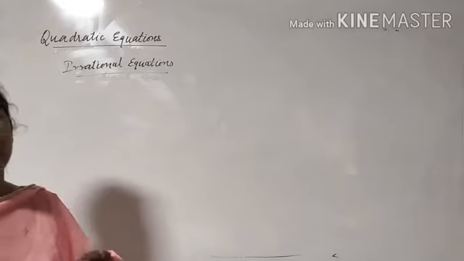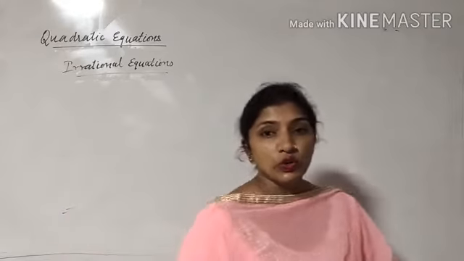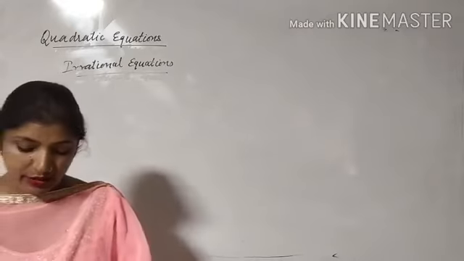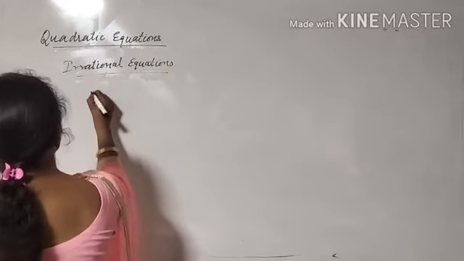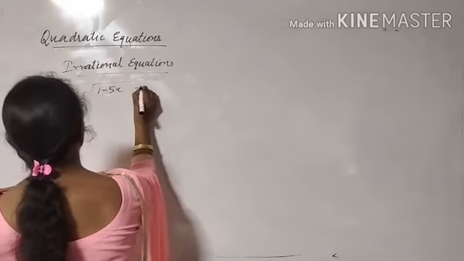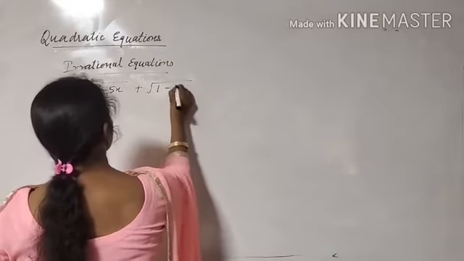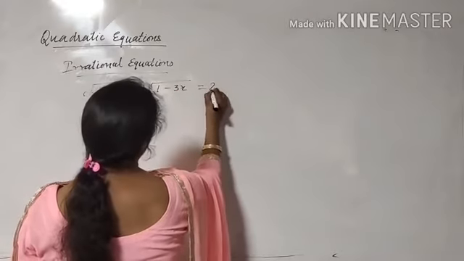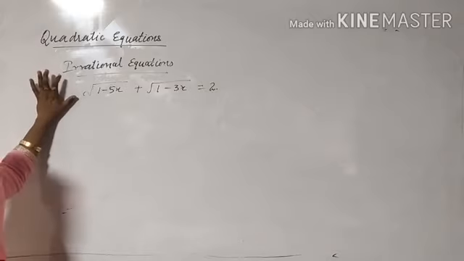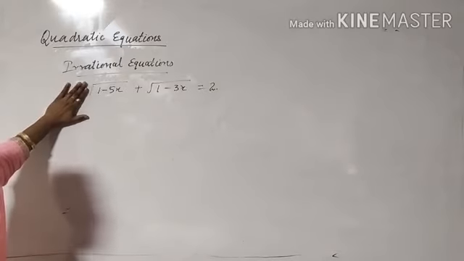Irrational equations are equations that contain roots of some linear terms or quadratic terms. Let's do it with one example. Suppose you have to solve this type of equation. Solve √(1 - 5x) + √(1 - 3x) = 2. You have to solve this type of equation that contains roots of linear terms.